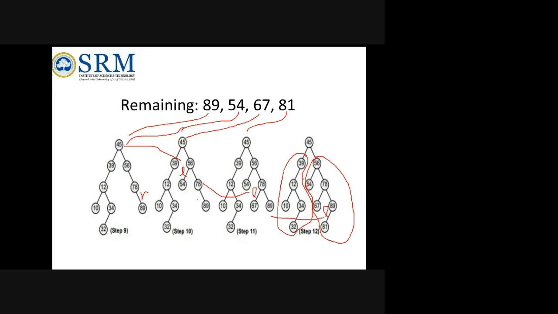56, left side is 54, smaller compared to 56, this side greater. 78, 67 is less, 89 is greater. 89, 81 is less, and some other node if it comes. So this is what your binary search tree is.